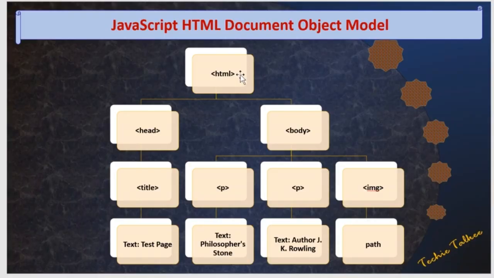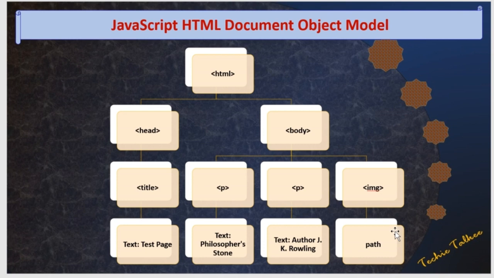Which means inside HTML, we have got head and body. Under head, we have got the title and a text which says a test page. And under body, we have got 3 tags. And inside each of these tags, we have the text, and the path in case of the image file. So with this kind of object model in place, JavaScript converts this static page to a dynamic page.